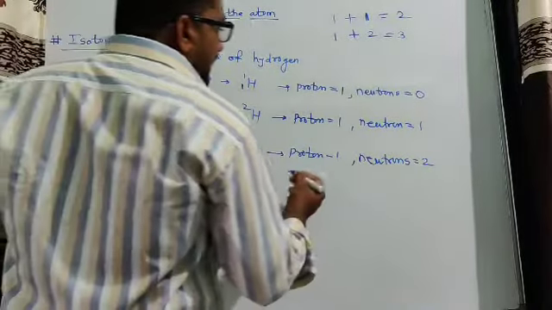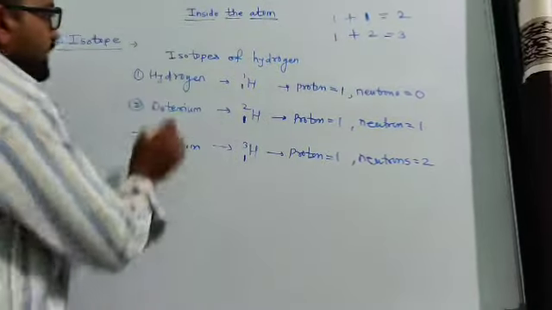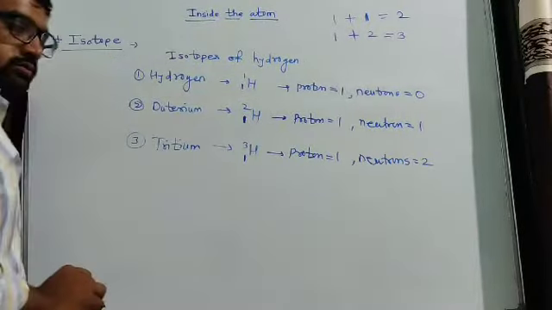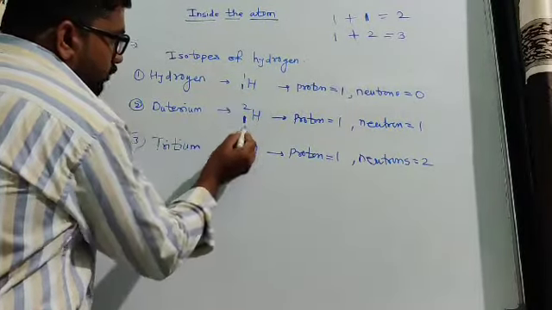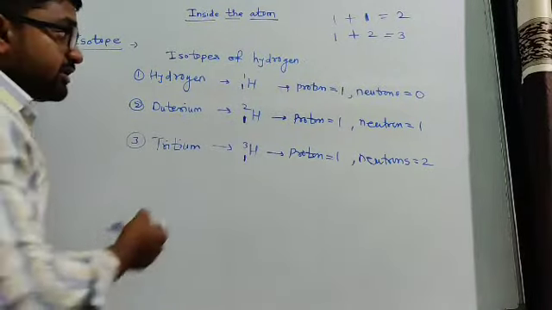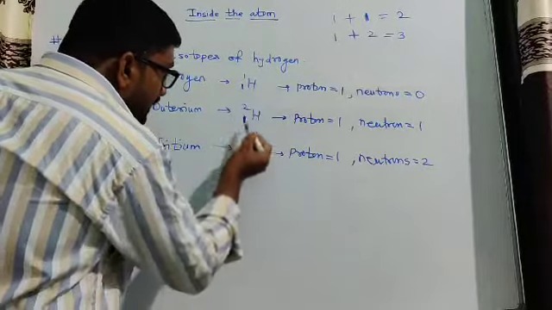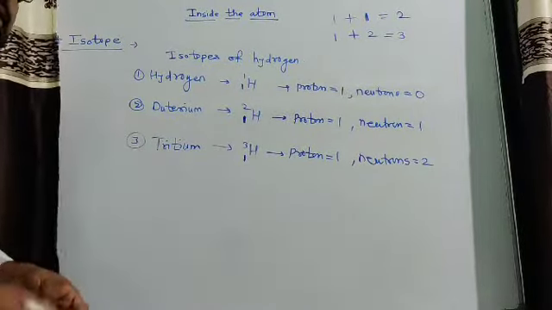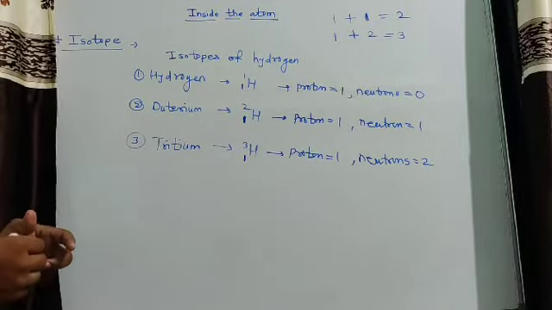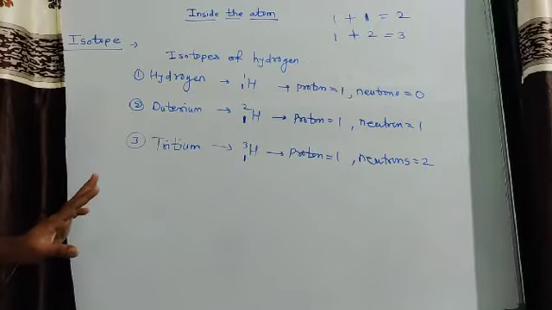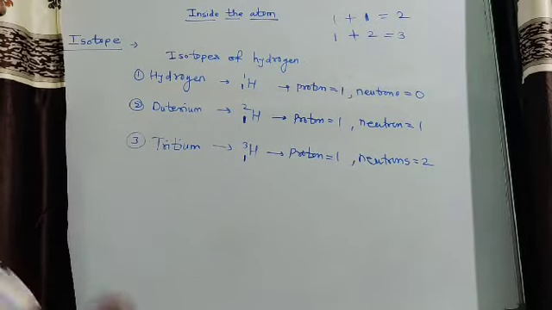So here look at what happened. In a hydrogen atom, 1 proton and 0 neutron. Look, the atomic number is the same. All three are hydrogen, but the change is in their mass number. So this is another example of isotopes of hydrogen. Deuterium and tritium are the isotopes of the hydrogen atom.